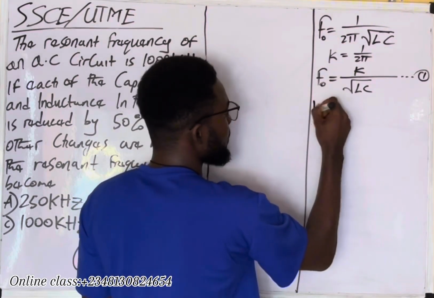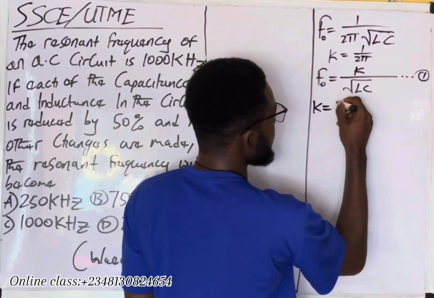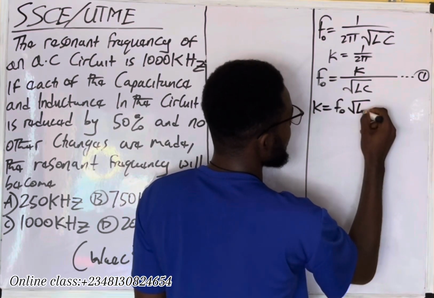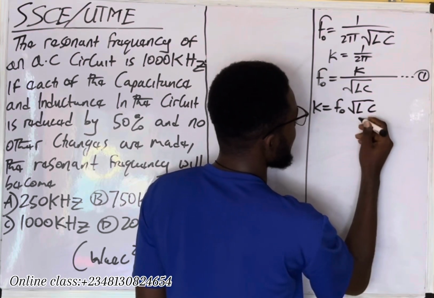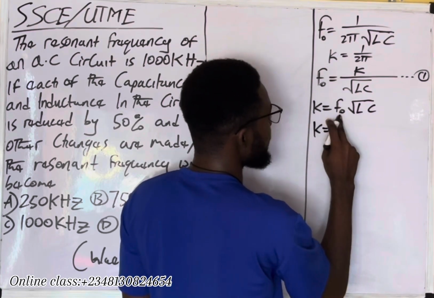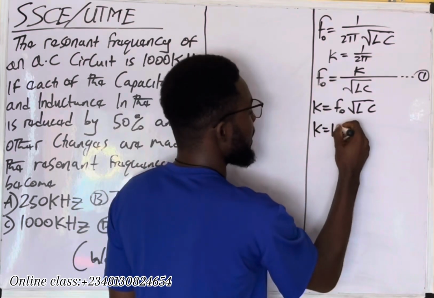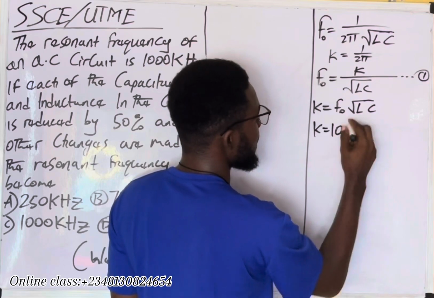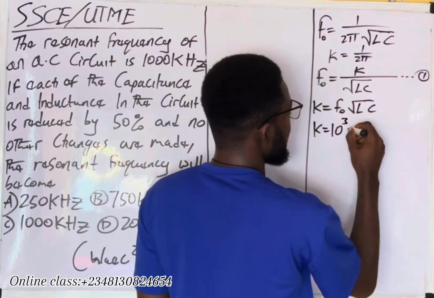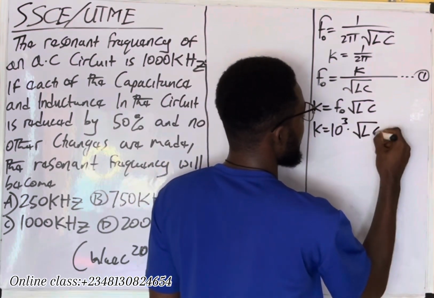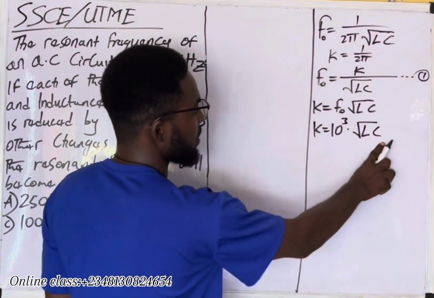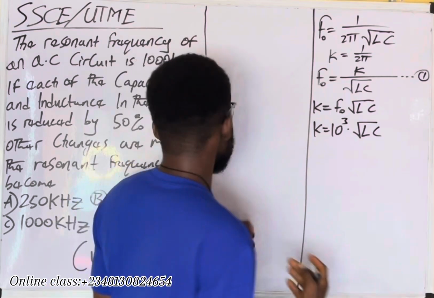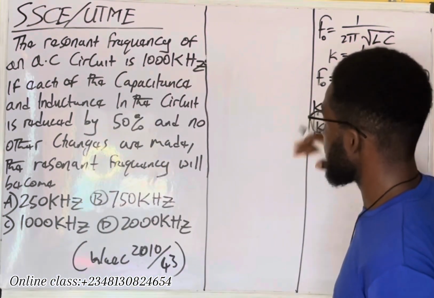If we make K the subject of the formula, K is the resonant frequency times the square root of the inductance and capacitance. So K becomes the resonant frequency, 1000 kilohertz, the same thing as 10 raised to the power of 3 times the square root of the inductance and capacitance. Now, if this is K, all right, let's go to the words.